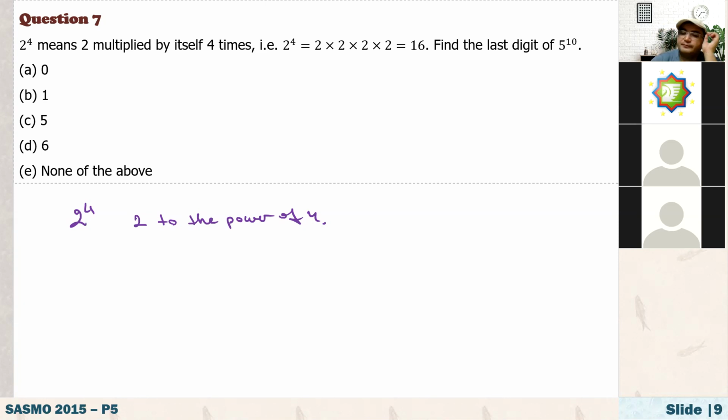Okay, yes. Continue. Find the last digit of 5 to the power of 10. Everybody, tell me the answer. It's 5. It is 5 because if you multiply 5 by 5, right? Always the last digit is 5.